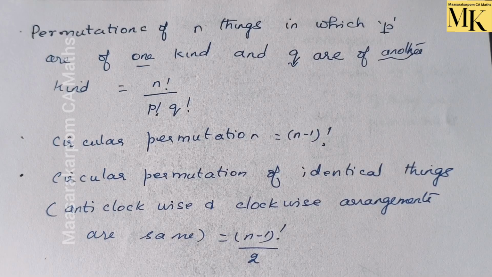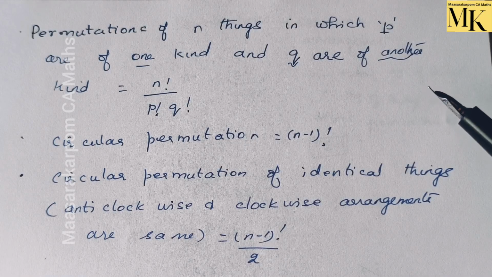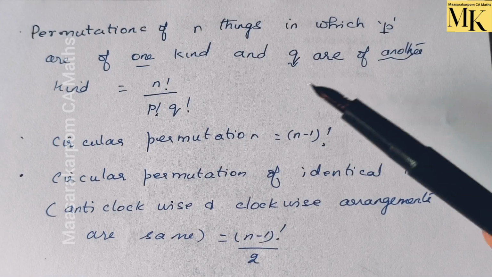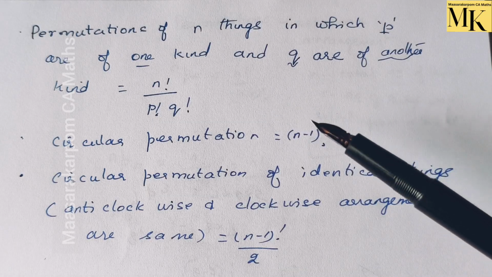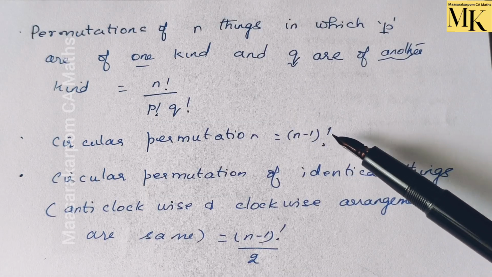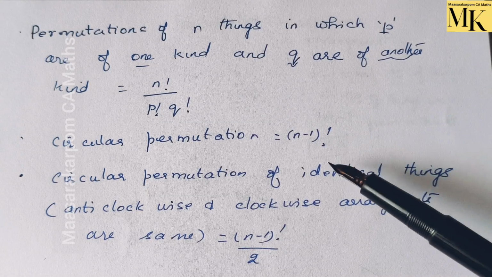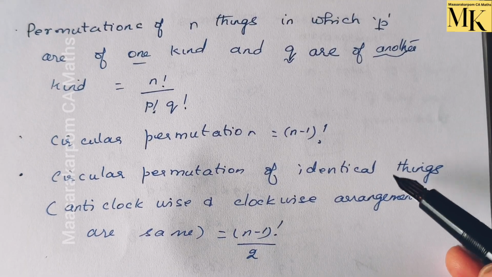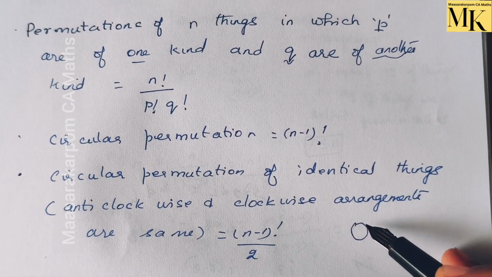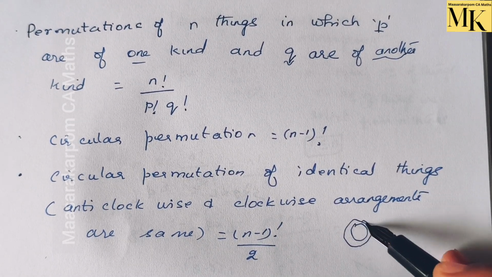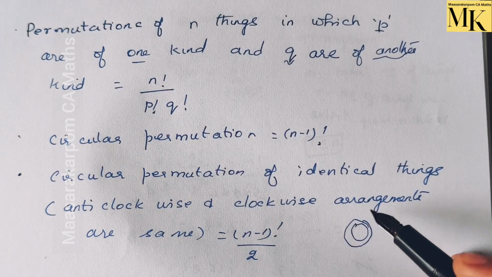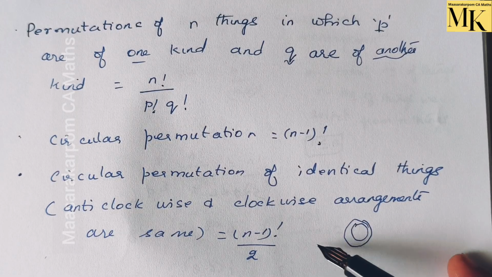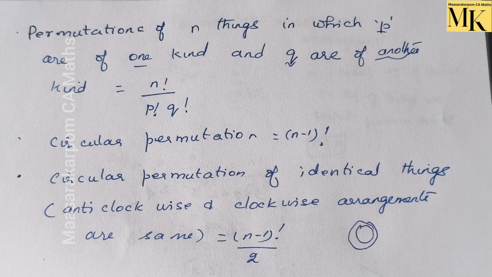Very, very simple. You should also know this: permutation of n things in which p are of a kind and q of another kind is n factorial by p factorial into q factorial. Circular permutation is n minus 1 factorial. Permutation of identical things in a circle is n minus 1 factorial by 2 factorial. When it comes to order like a necklace, we use this formula.